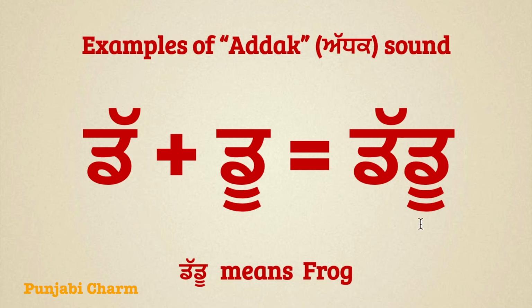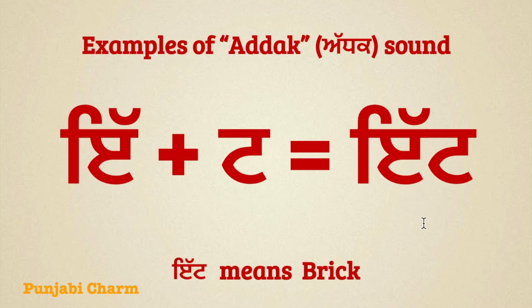The next word is daddu. Daddu means frog. And to read this word, we can say daddenu Addak da, daddenu dulankar do, daddu. You can repeat after me. Daddu. Let's move to the next word. The next word is it. It means brick. And to read this word, we can say idinu sihari utte Addak I, tanka mukta ta, it. You can repeat after me. It. Let's check out next word.